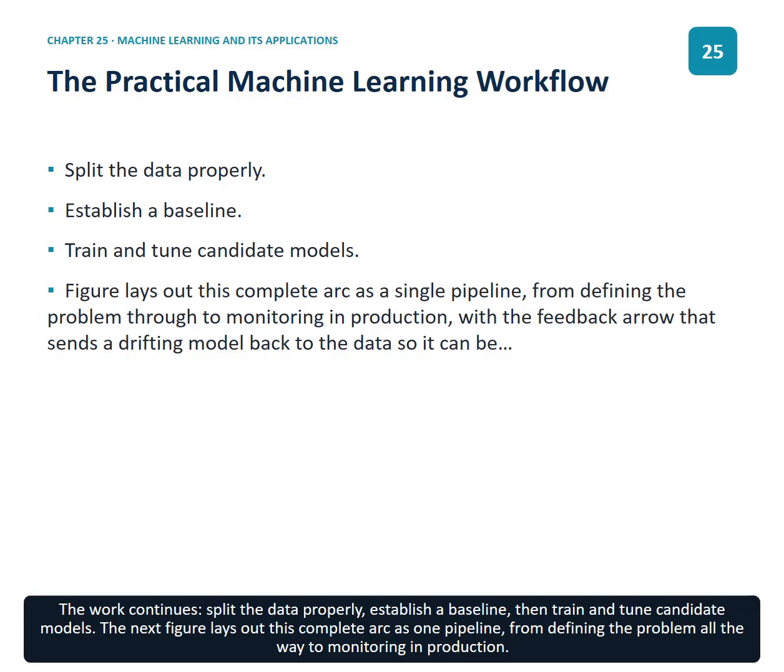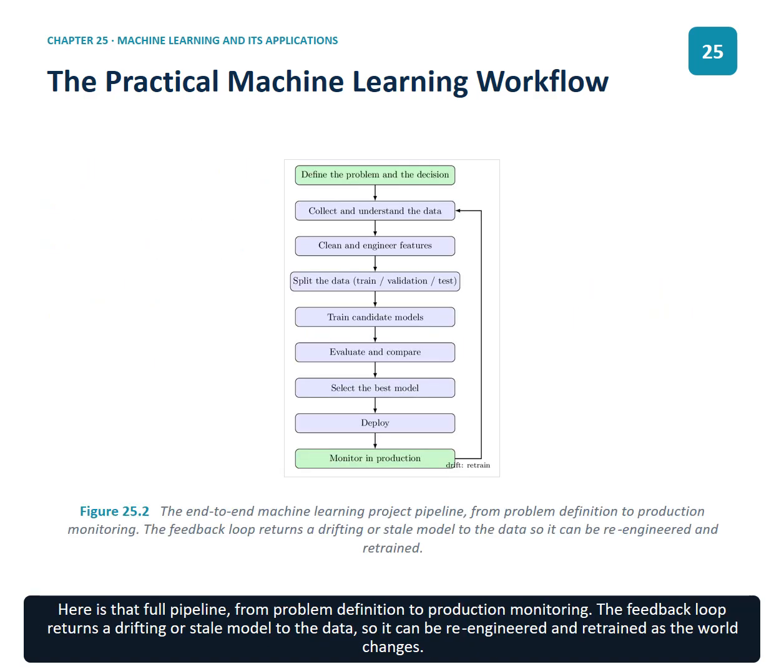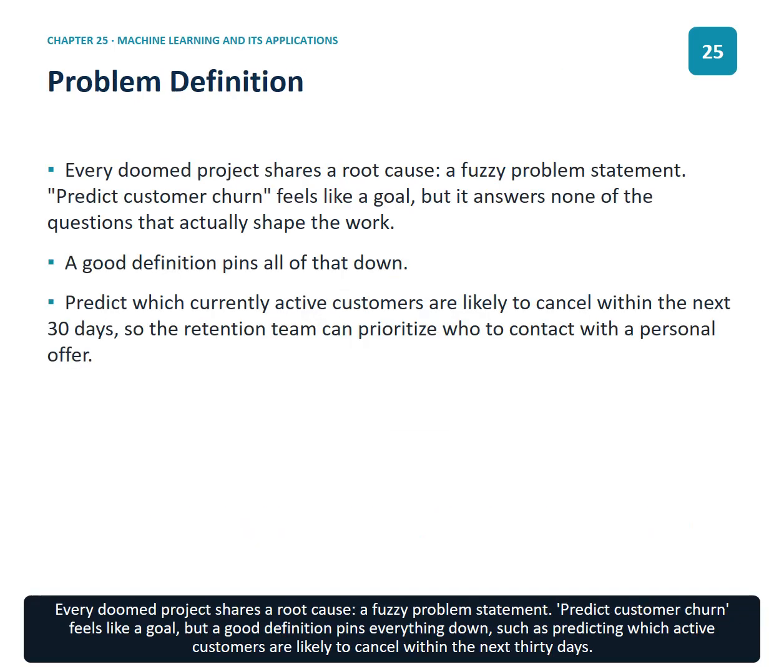The next figure lays out this complete arc as one pipeline, from defining the problem all the way to monitoring in production. Here is that full pipeline, from problem definition to production monitoring. The feedback loop returns a drifting or stale model to the data so it can be re-engineered and retrained as the world changes.